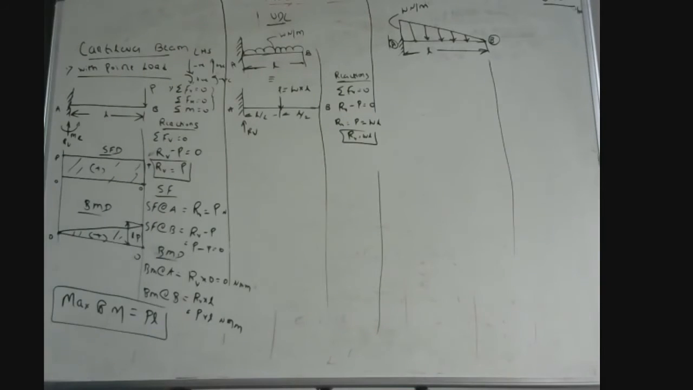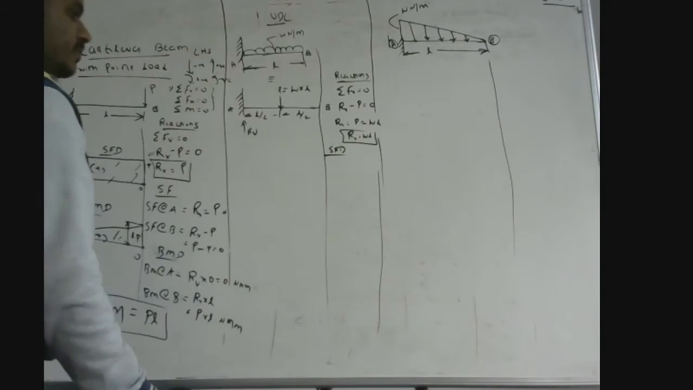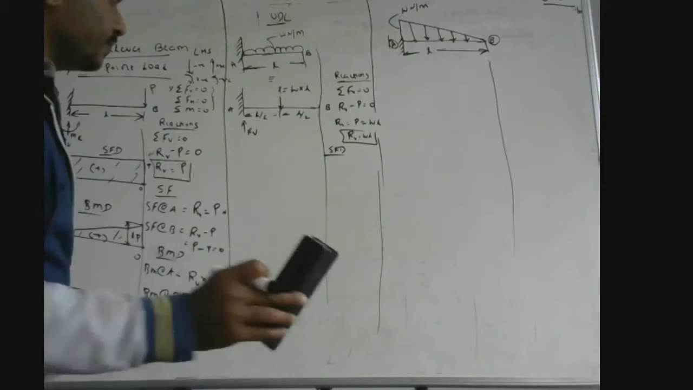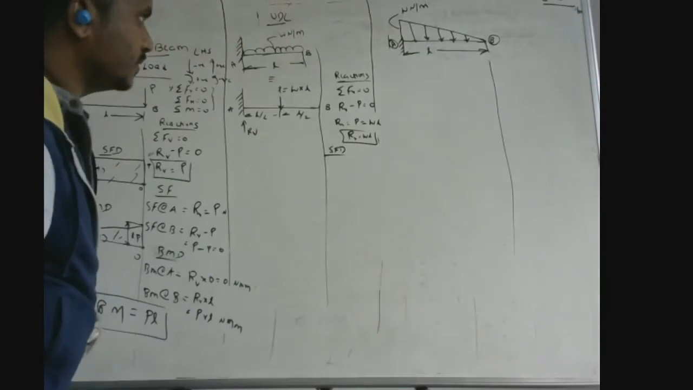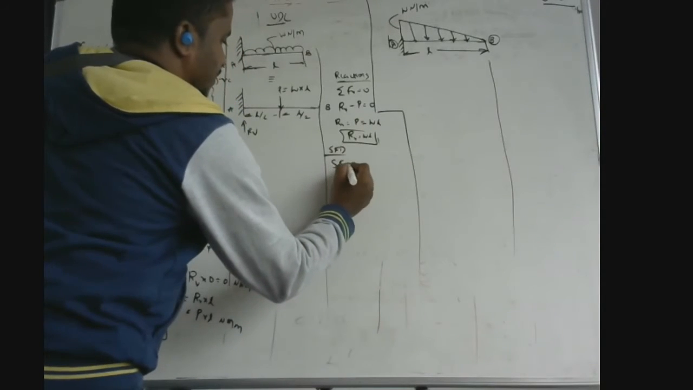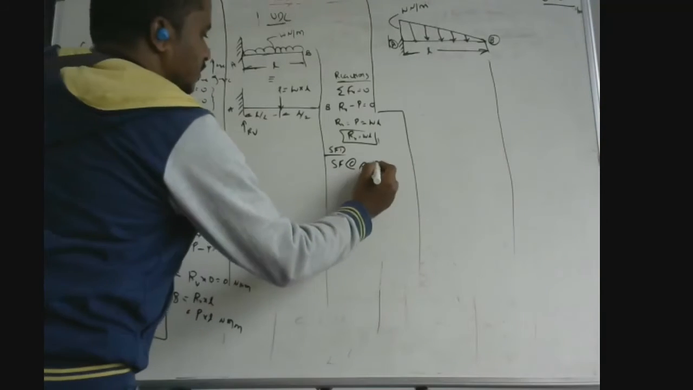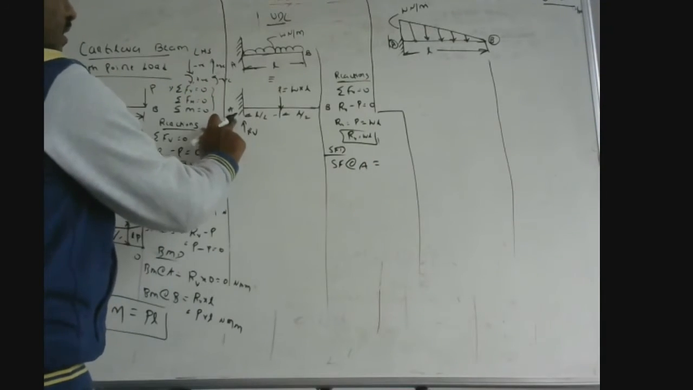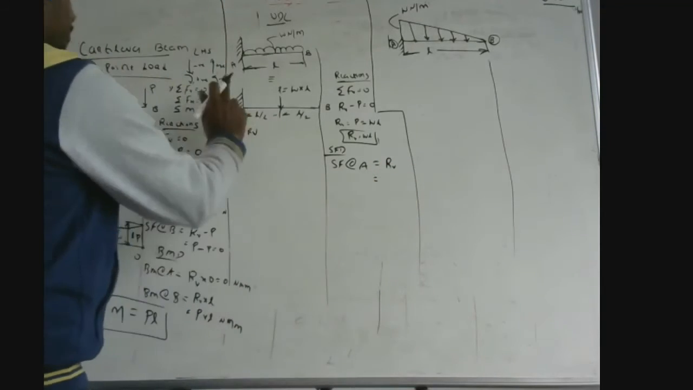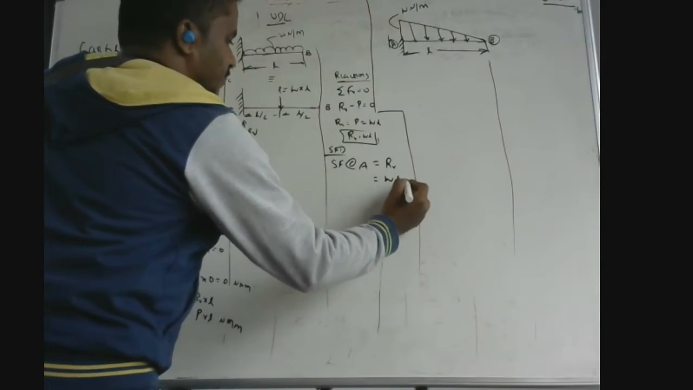Understood. Now we need to calculate the shear force diagram. For the shear force diagram, we need to calculate shear force at each point. Let us calculate shear force at A. Shear force at A, only RV is acting. Therefore, it equals RV, that is a positive upward force. Therefore, RV is nothing but W into L.